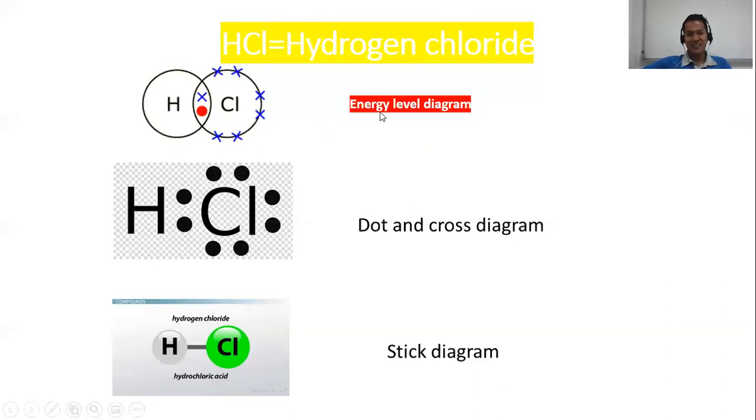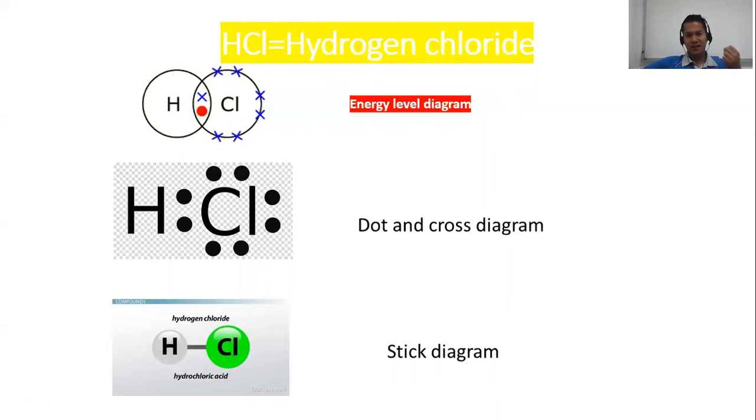So this is the energy level diagram, and you see that the crosses belong to the chlorine, and then the red dot belongs to the hydrogen. When they shared, remember, a covalent bond is sharing electrons. Sharing is caring. So they're going to share. Is hydrogen happy? Yes. Remember, first energy level, maximum of 2 only.